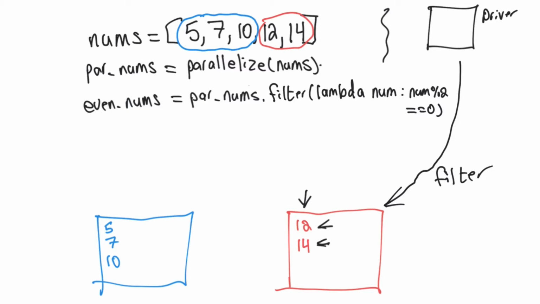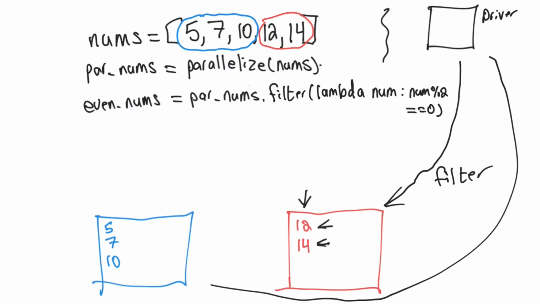So that would return true if the number is even and false if it's odd. Then what that would do is that we say filter on all of our different nodes. So all the driver does is it says, okay, you node, do filter on all of your elements, and you do filter on all of your elements, and it keeps the things that pass the check, and it removes the things that don't pass the check.